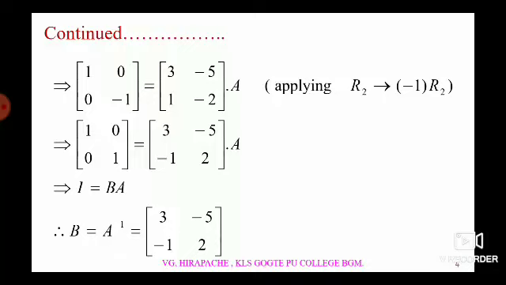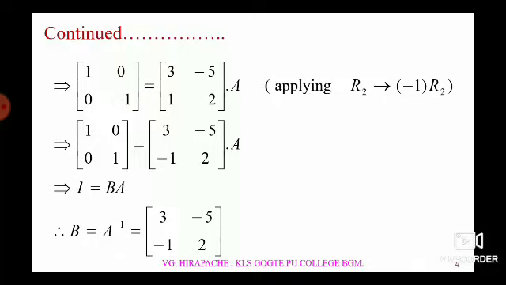For that case we will apply R2 changes to minus 1 times R2. Therefore let me multiply by minus 1 to the second row on both the sides. The first row remains the same, 1 0. The minus sign is multiplied to the second one. Therefore it is 0, minus of minus is plus 1. The first row on the right hand side is 3 minus 5, and minus 1 is multiplied to the second row. Therefore it gives minus 1, minus of minus 2 becomes plus 2, into A.